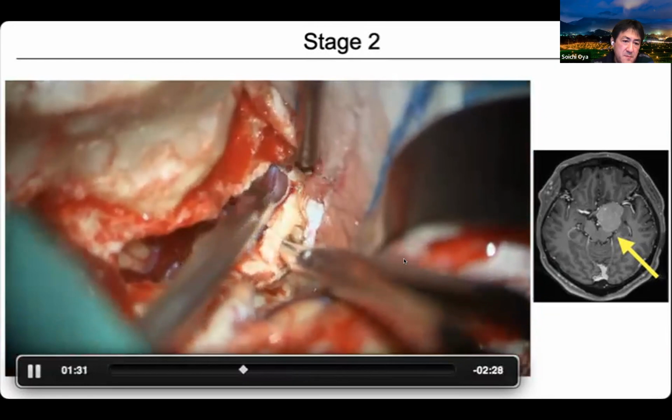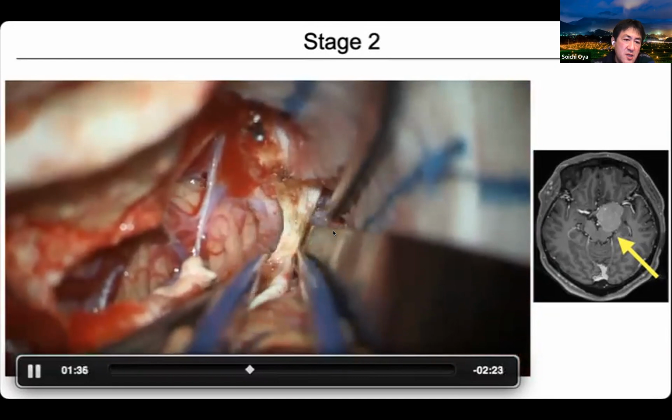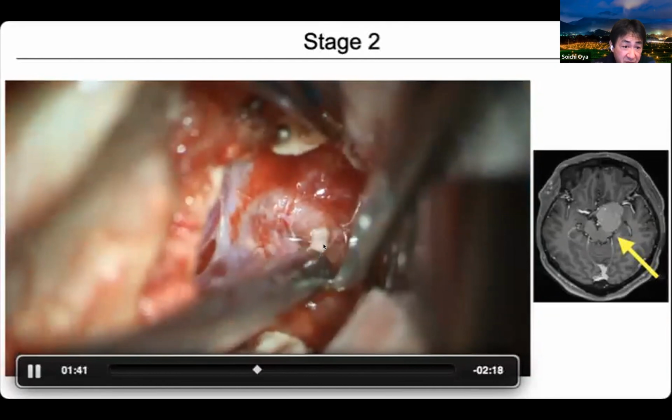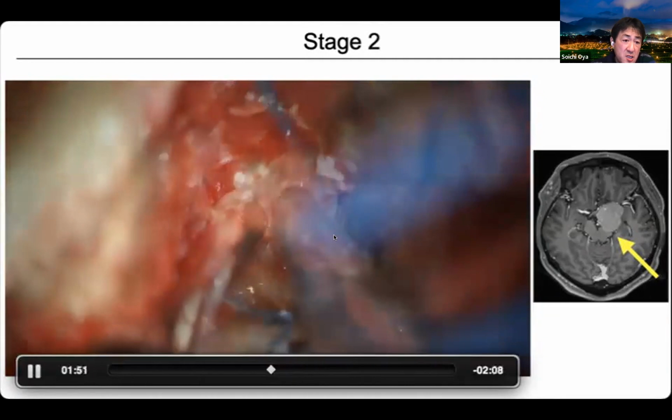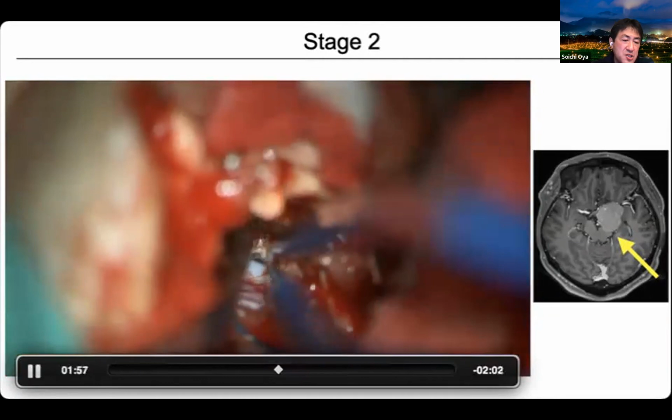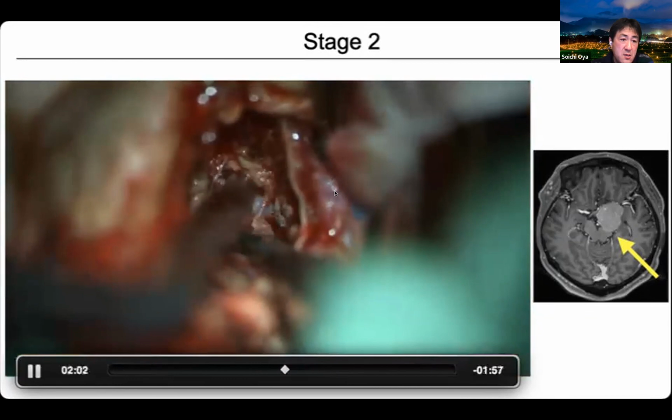Another good thing of this approach is that you could get a good exposure of the posterior part of the tumor. You see, this is the fourth nerve and the SCA. So to safely remove this type of tumor, it's always good to have a healthy nerve and healthy arteries behind the tumor. This is the vascular trunk. Now I could forward the vascular trunk. This is a contralateral oculomotor nerve.